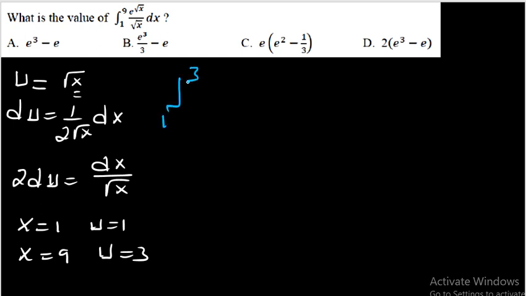Then the evaluation. Let us completely convert everything. Because x varies from 1 to 9, when x is equal to 1, u will also be 1, the square root of 1. When x is equal to 9, u will be 3, because when you insert 9 in place of x in the square root of x, you get 3. Therefore the integral will now change to go from 1 to 3.